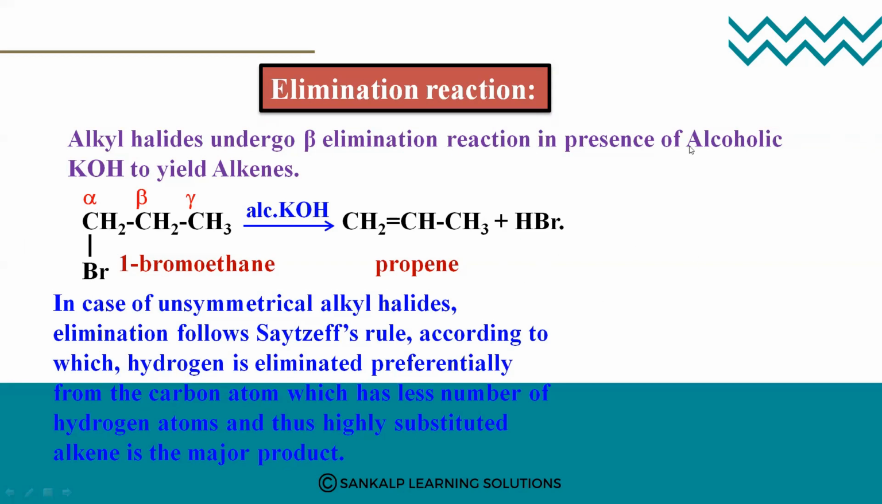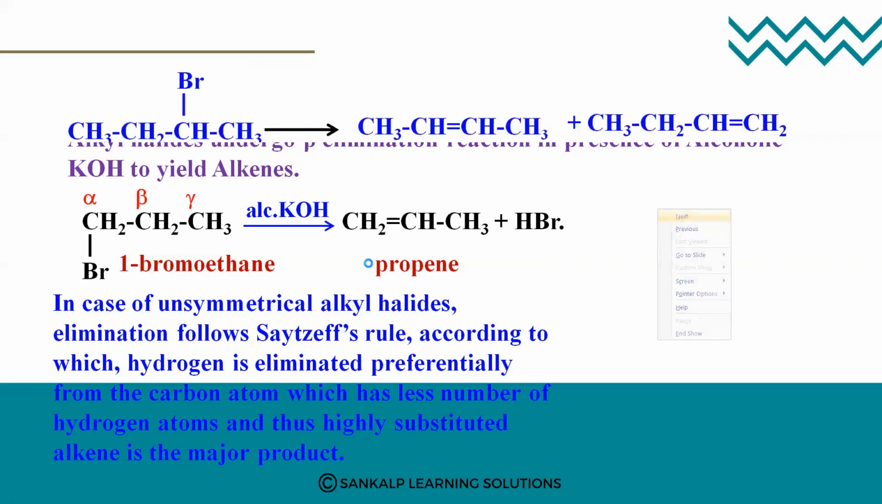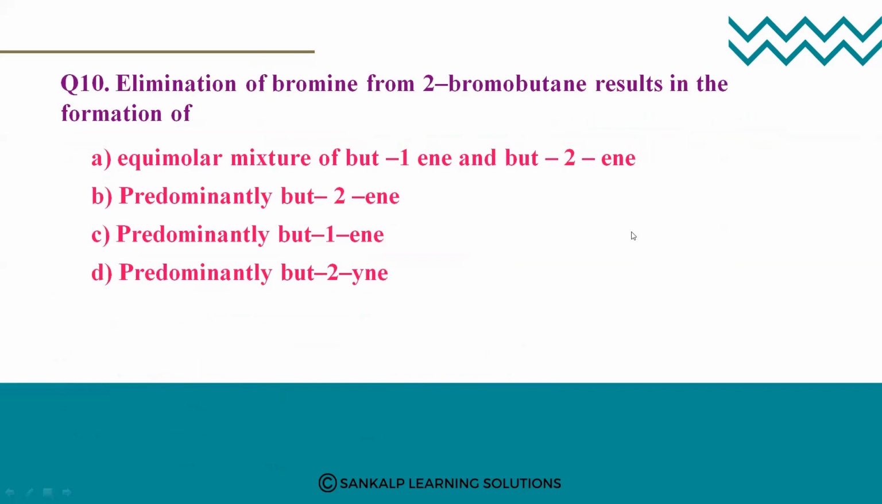According to the Saytzeff rule, the hydrogen will be eliminated preferentially from the carbon atom which has a lesser number of hydrogen atoms, and thus the highly substituted alkene will be the major product which is formed. So whenever you have unsymmetrical alkyl halides, it will follow the Saytzeff rule and form a highly substituted alkene. This we have seen in the last class. Now we have to solve some MCQs based on elimination reaction.